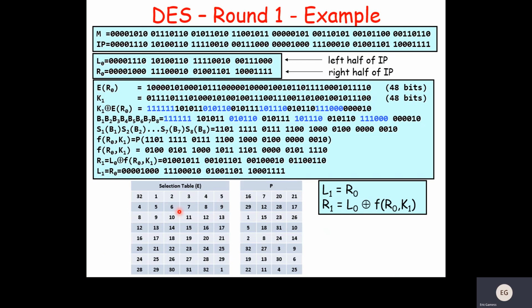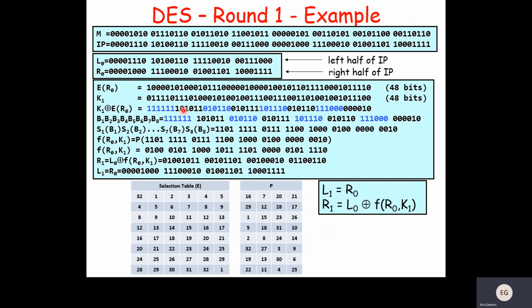You can apply it. Here is the extension table, no? So for example, bit 32 of R0 will be the first bit here. Then bit 1 of R0, which is D0, will be the second bit here. So I apply the E table, the extension table, and I get that. Then you need to do an XOR, as you can see, between this result and the key of the iteration. So you do an XOR between this 48-bit number and this 48-bit number, and you get this result.